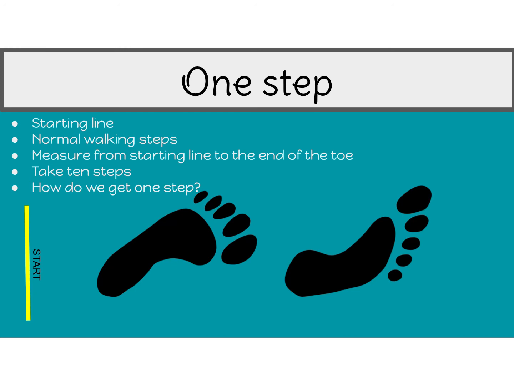So you're going to take 10 steps. And then how do we figure out what 1 step is? Well, we would need to take our measurements and divide by 10. So that's going to be our magic calculation for figuring out that 1 step. So we're going to divide by 10 to get that 1 step.